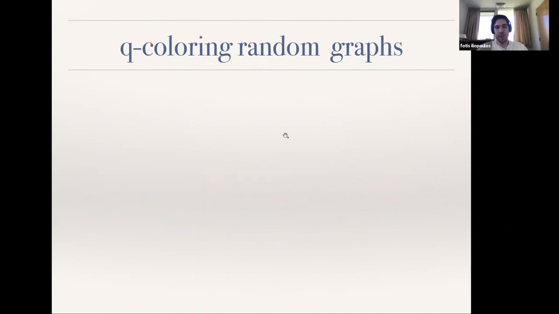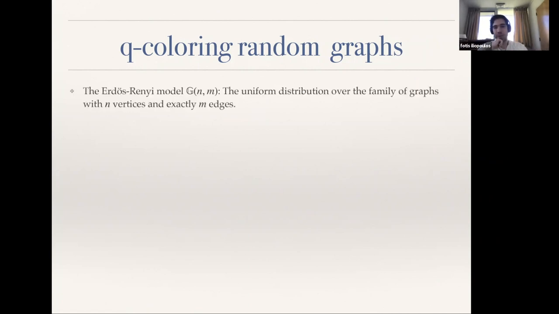So to that end, I will focus for a bit on the Q-coloring problem for random graphs. Remember, the Q-coloring problem is you are given a graph G and Q colors, and you want to assign colors to the vertices of the graph so that no two adjacent vertices share the same color. For now, I will study the Q-coloring problem in the Erdős Rényi model. This is basically the uniform distribution over the family of graphs with n vertices and exactly m edges.